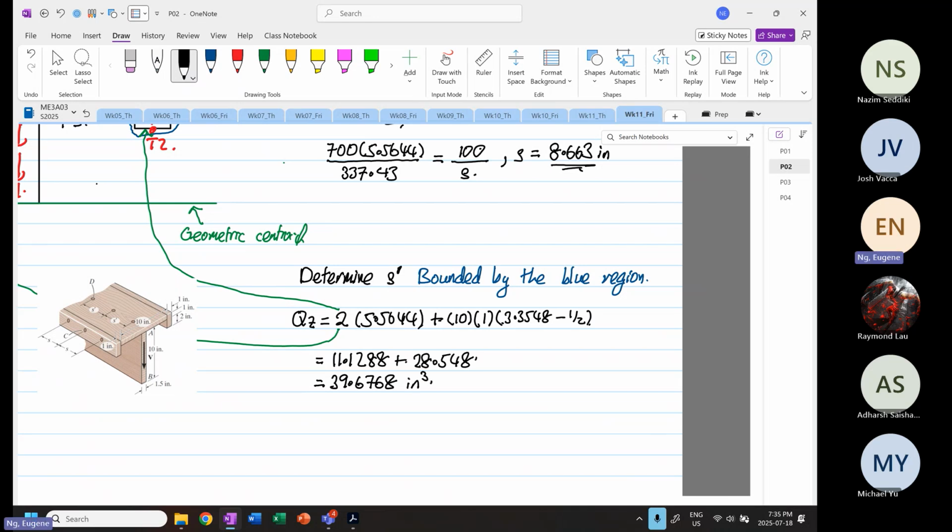Okay, so the same thing. To find S prime, this is equal to 700 multiplied by 39.6768 divided by 337.43, and this is equal to 100 divided by S prime. And we know S prime has to be smaller, because it's taking more shear flow.